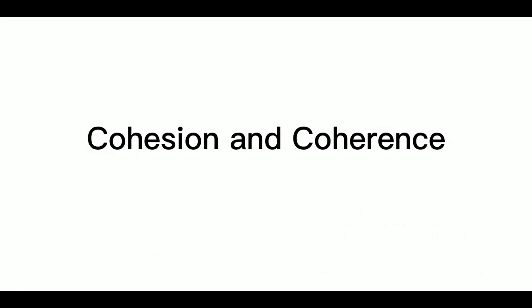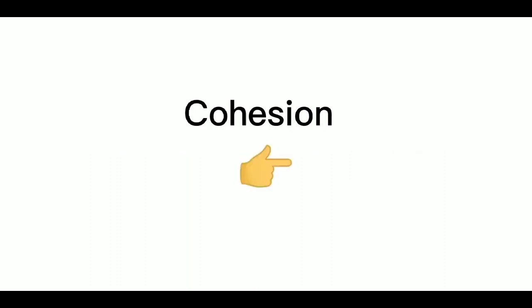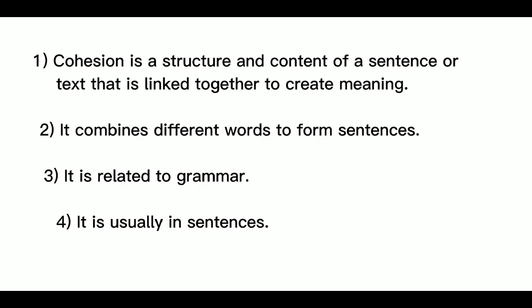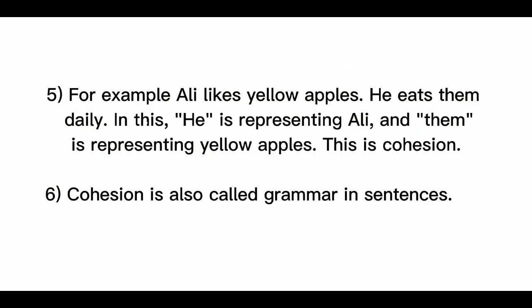In today's video, I will explain cohesion and coherence. Let's start with cohesion. One, cohesion is a structure and content of a sentence or text that is linked together to create meaning. Two, it combines different words to form sentences. Three, it is related to grammar. Four, it is usually in sentences. Five, for example, Ali likes yellow apples. He eats them daily. In this, he is representing Ali and them is representing yellow apples. This is cohesion. Six, cohesion is also called grammar in sentences.